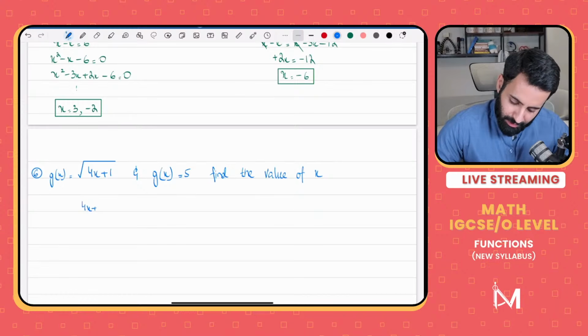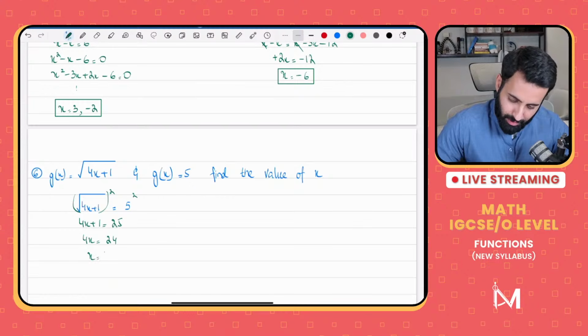That's 6. Let's see. So 4x plus 1 inside the square root is equal to 5. So what do we do? We square both sides so we can get rid of the square root. So we have 4x plus 1, which is equal to 25. And now we can solve it like a regular linear equation. 4x equals 24 and x equals 6.